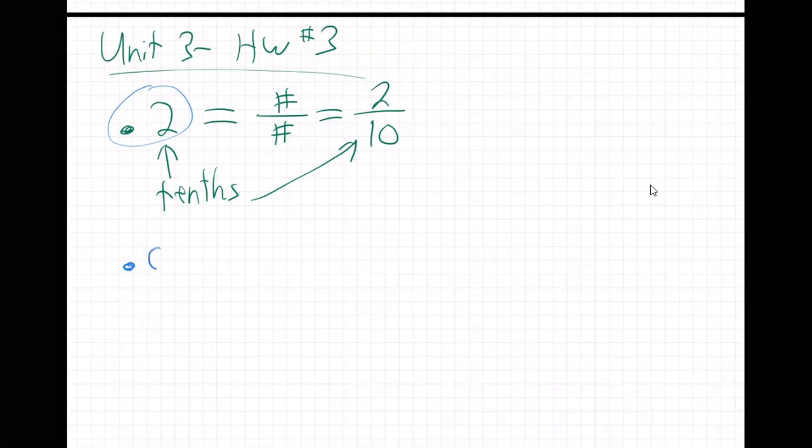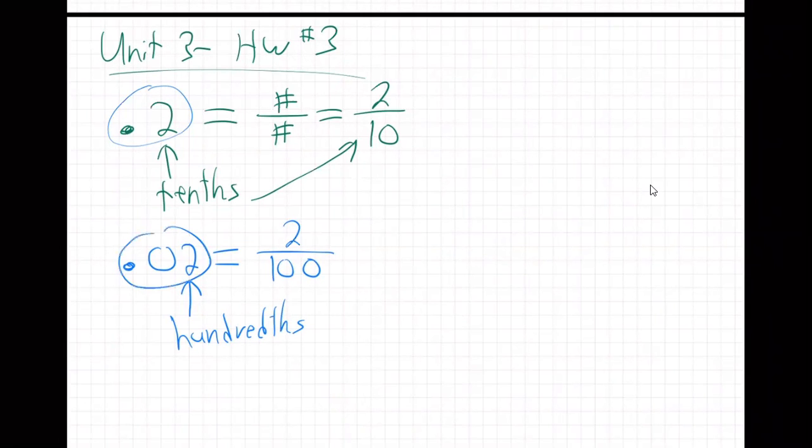What if we had 0.02? Now that ends in the what's place? The hundreds. Now that's ending in the hundreds place. So we would say this number is what over what? 2 over 100. Excellent. We good there? Remember, we did some of this last time, with decimals and fractions. You good? So how about if we did something like 0.002?